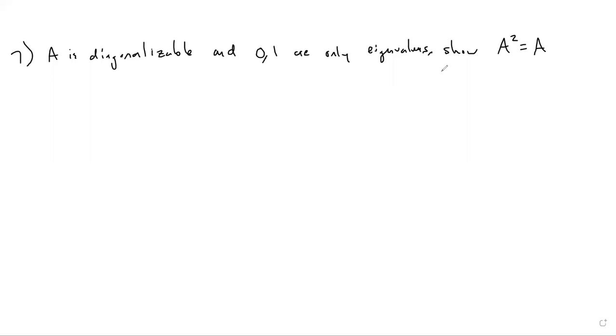Here we've got a diagonalizable matrix A, and then we're actually told a little something about the eigenvalues. They're either 0 or 1 for all of them. And we should be able to use this to show that A squared is equal to A.